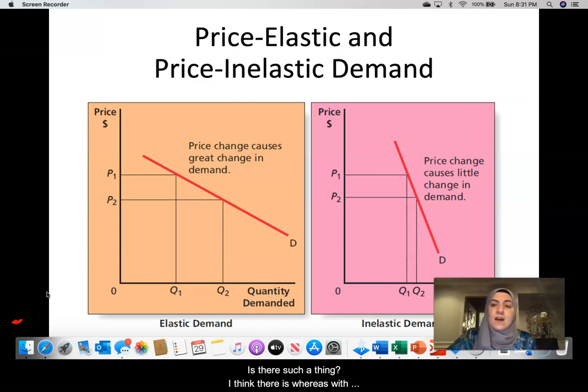I think there is. Whereas with inelastic demand, the demand curve is such that if you change your price, you really do not get a large change in the demand. And that usually happens with products that are very much needed. Things like prescription drugs or things like that. That's really the classic example.